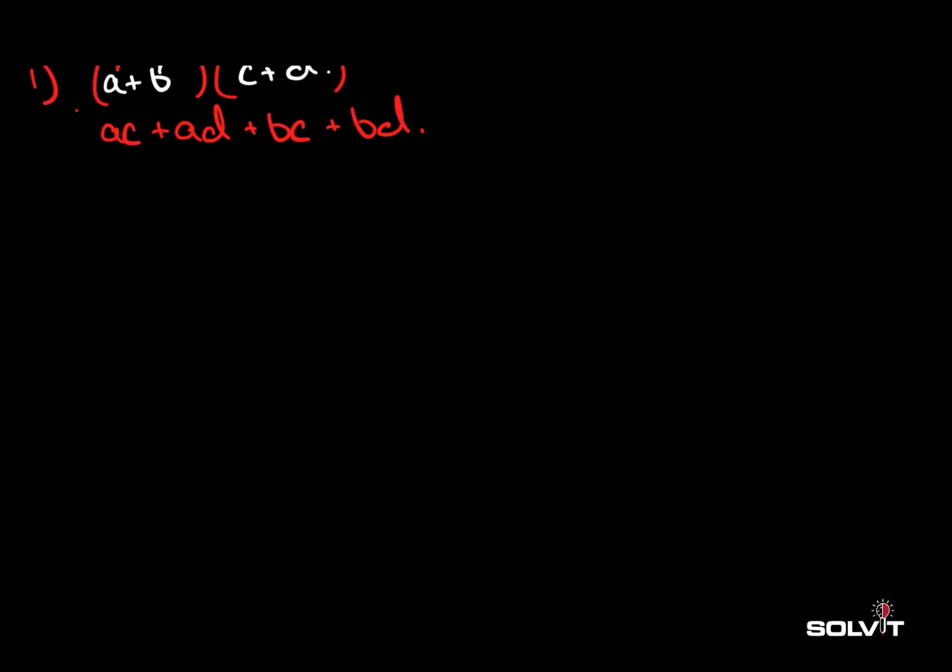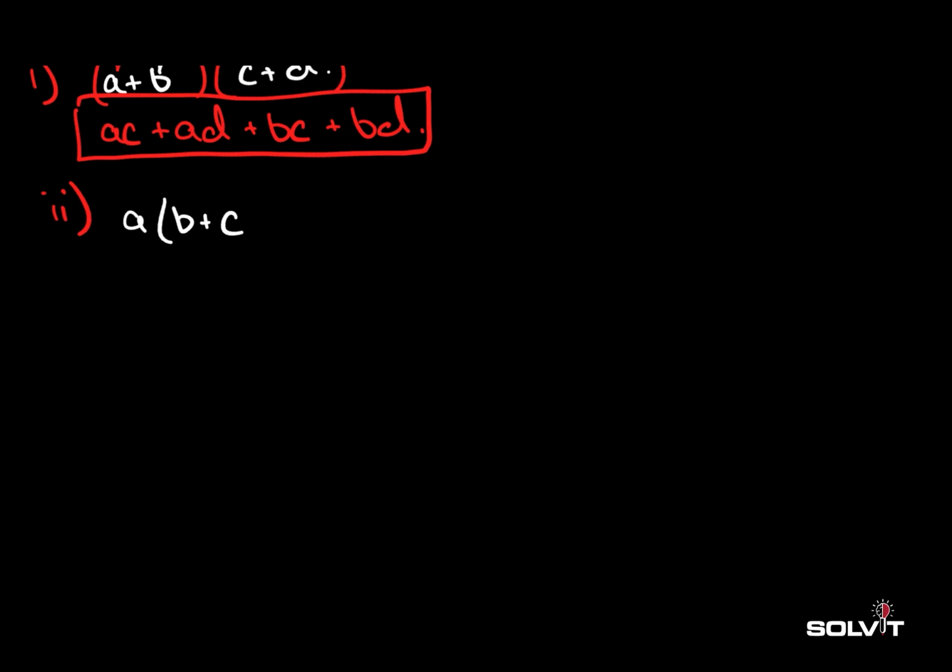So now in this form, the terms are adding to each other. That means it's an expanded form. Let's look at the second example. Let's suppose I have to multiply a into a bracket of b plus c. So firstly, what am I going to do? I'm going to multiply this a with b and this a with c. So it is going to look like ab plus ac.